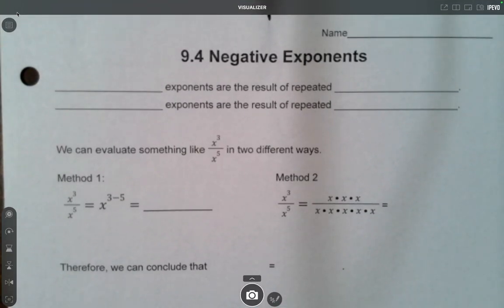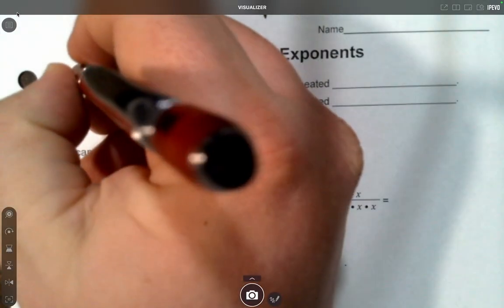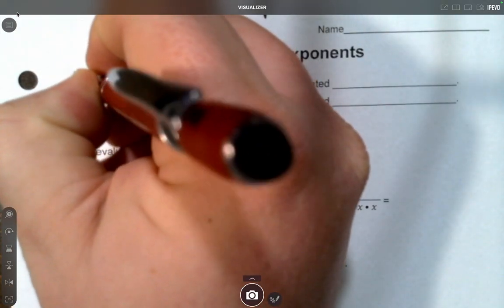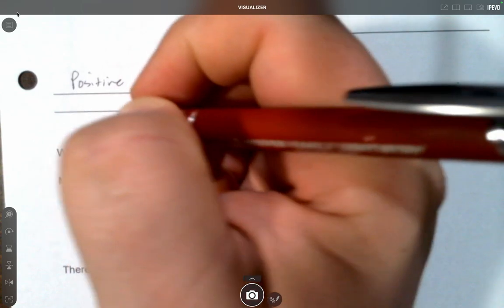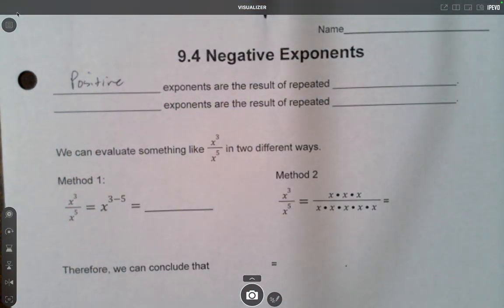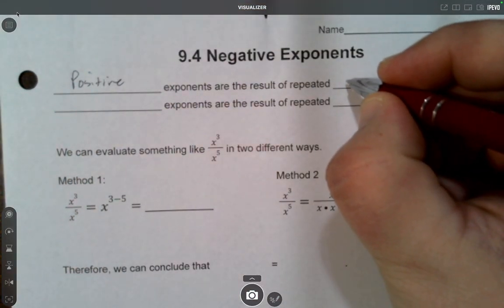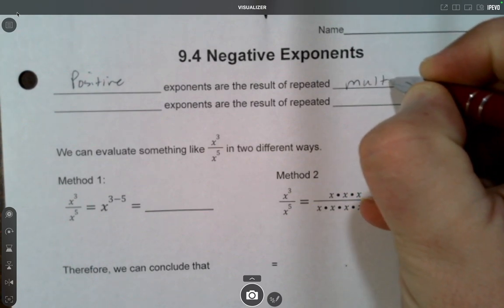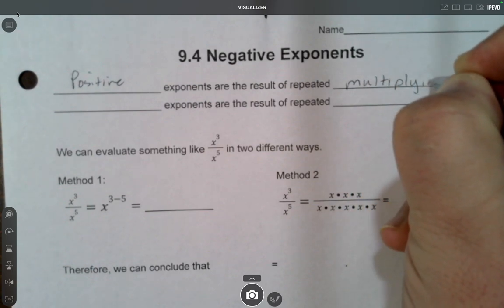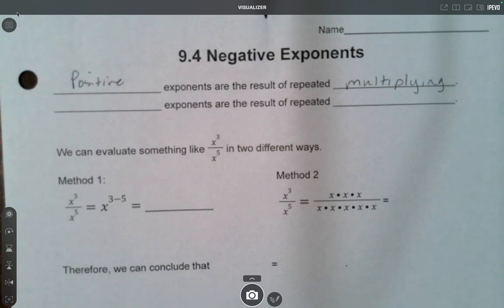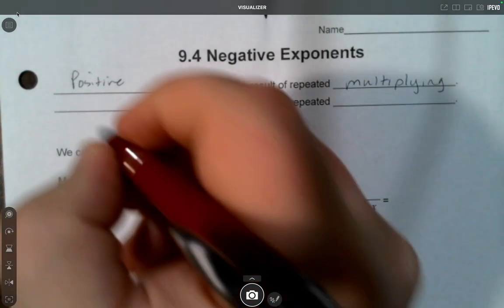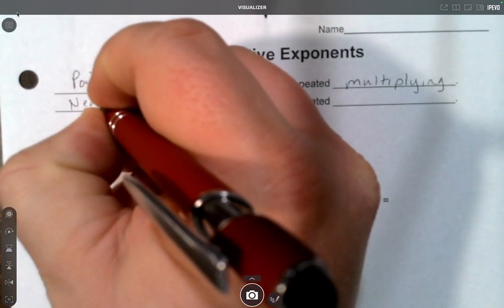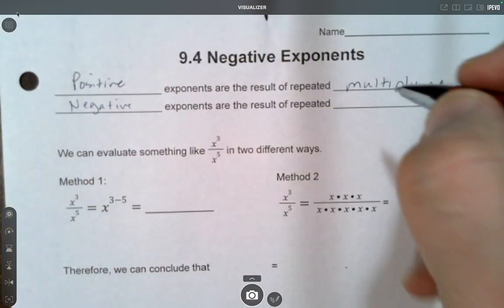So I told you previously we would deal with negative exponents. I know they may seem weird, but I think once you understand what they signify, it'll be a little bit easier. So positive exponents are the result of repeated multiplying or multiplication. Negative exponents are the result of repeated dividing or division.